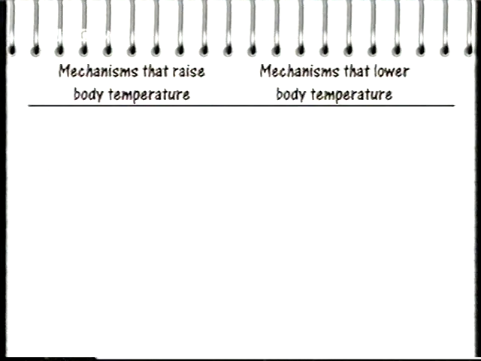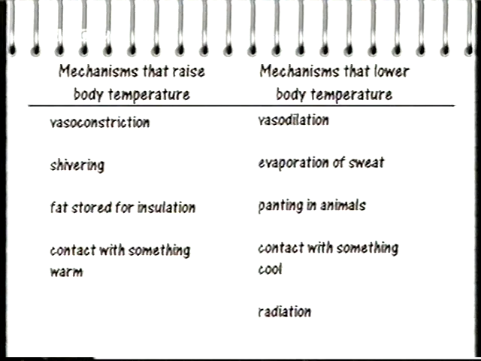So, how did you get on? Mechanisms that raise the body temperature include vasoconstriction, where the blood vessels near the skin surface narrow to reduce the flow and loss of heat from the blood. Shivering, that's rapid involuntary contraction of the muscles to produce heat. And fat stored for insulation. There's also heat gain by contact with something warm.